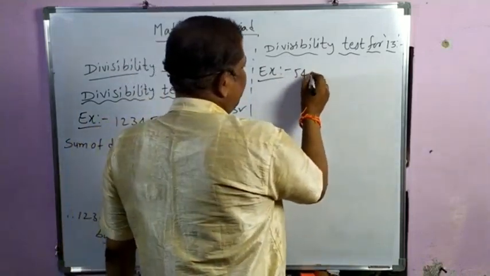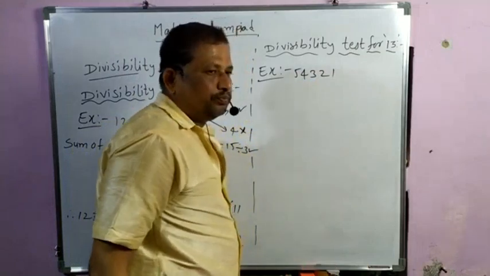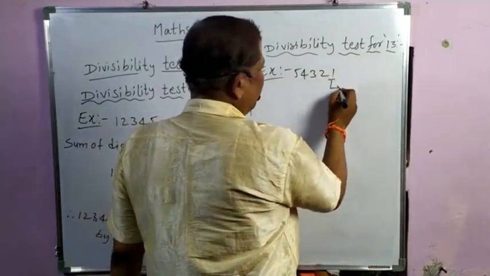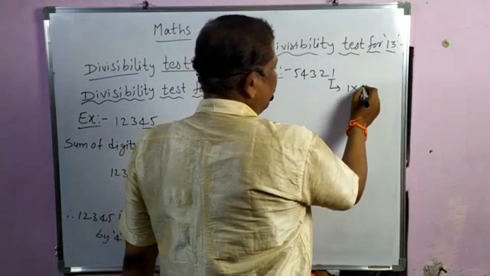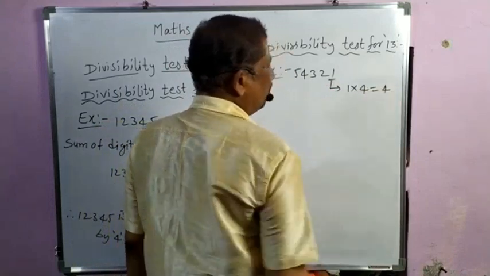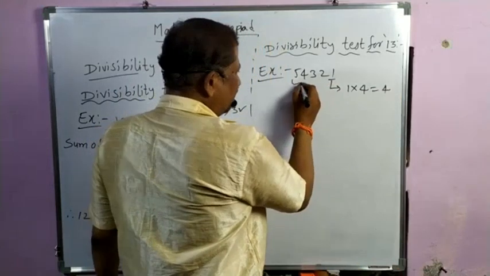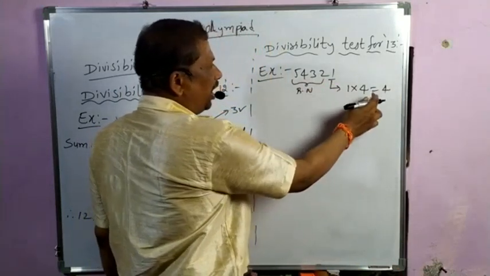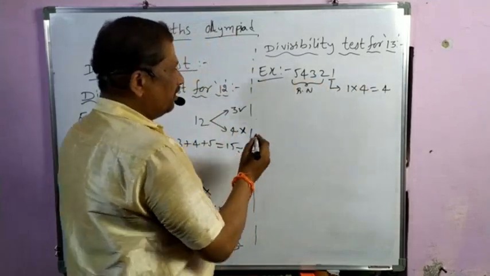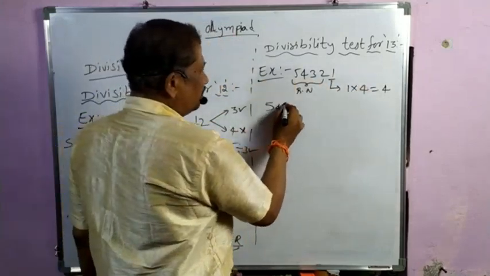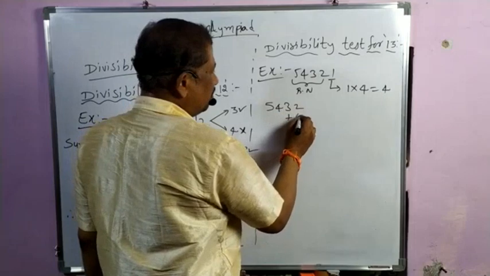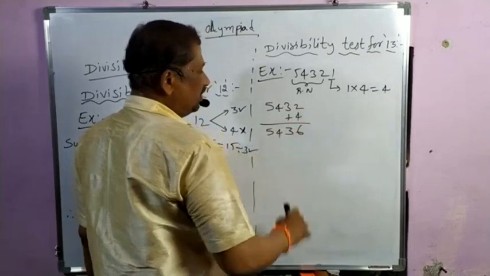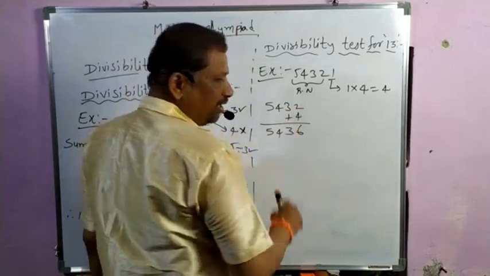So 54321. What is the last digit here? 1. We have to multiply the last digit with 4. 4 ones are 4. What is the remaining number here? 5432. Add this 4 to the remaining number. So 5432 plus 4 becomes 5436.